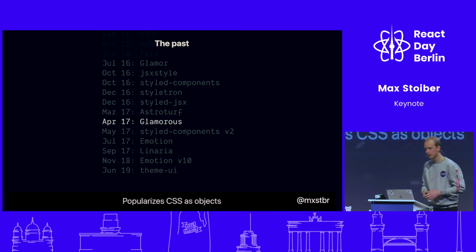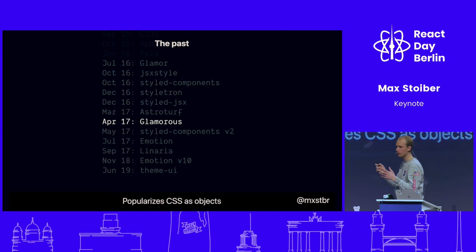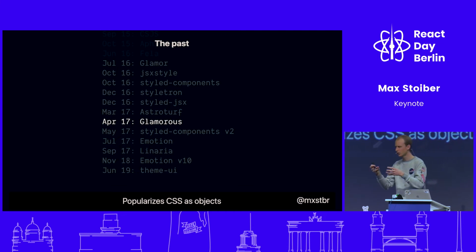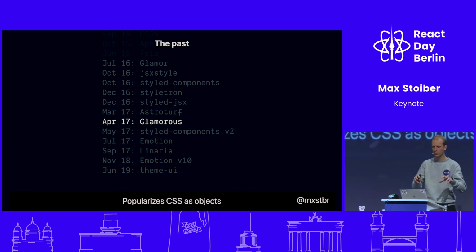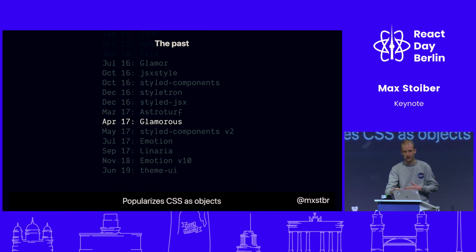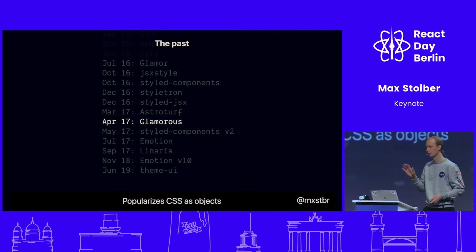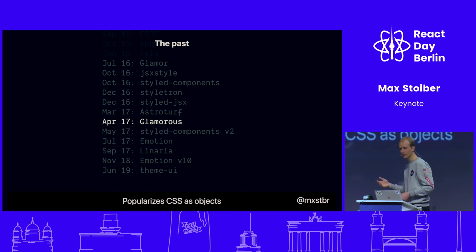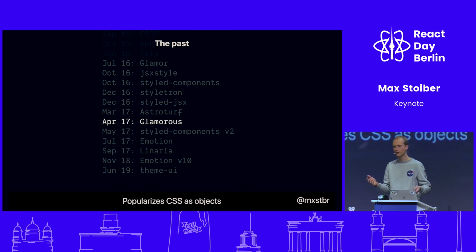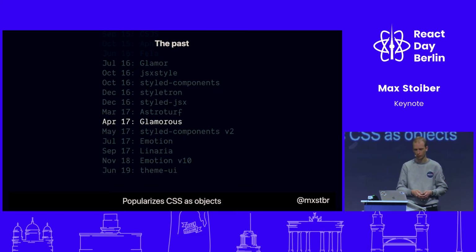In April of 2017, Kent C. Dodds announced Glamorous, a package that is now deprecated. At the time, it was the first one to implement the styled components API, but with objects, and it really popularized writing CSS as objects again. So we went full circle. We started with CSS as objects, then we went to actual CSS, and then we went back to CSS as objects. Nowadays, almost all CSS-in-JS libraries support both, or many of them do, I would say. For example, styled components nowadays also supports CSS as objects, which is why Kent C. Dodds eventually deprecated Glamorous because he didn't want to maintain it anymore.